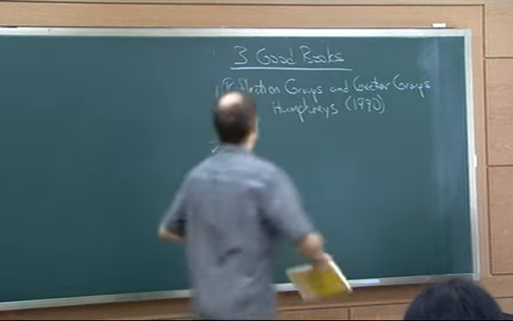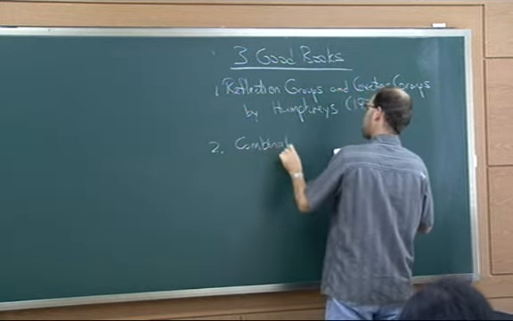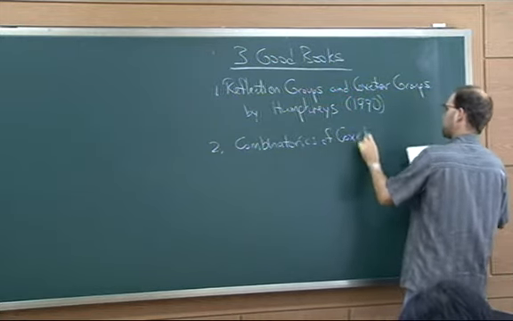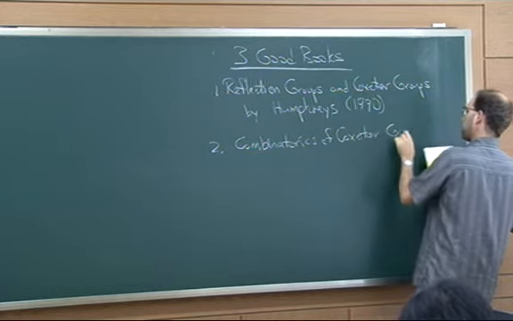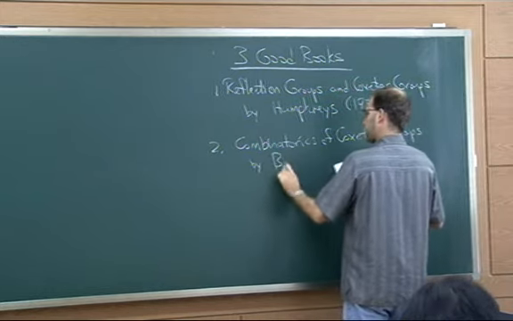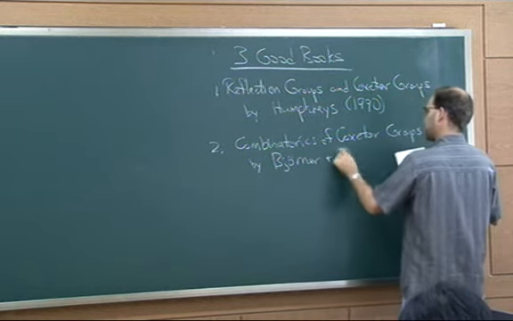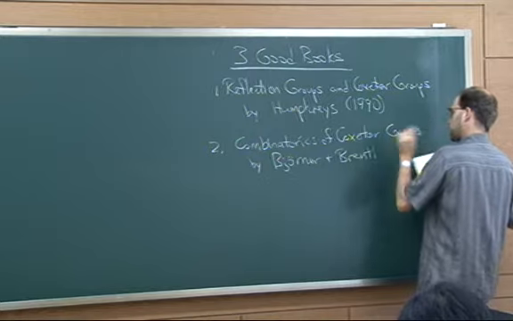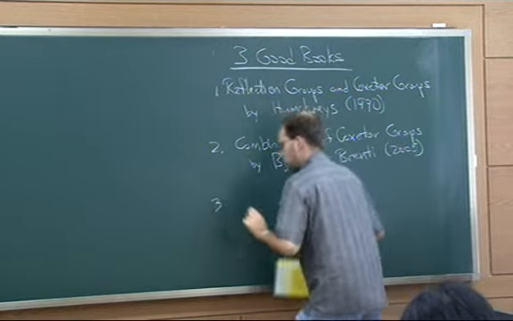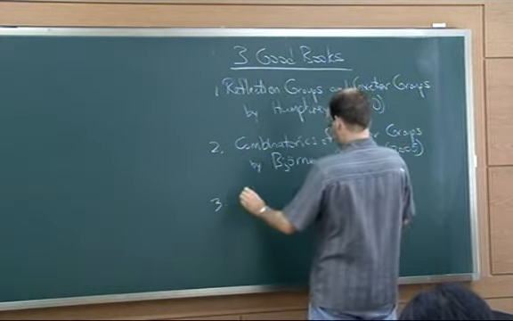The second one is called Combinatorics of Coxeter Groups, by Bjorner and Brenti. This is from 2005.